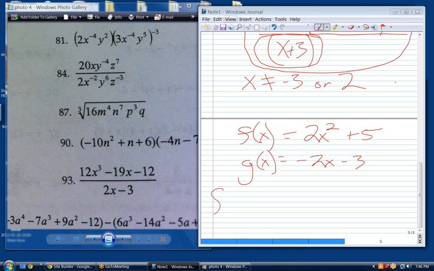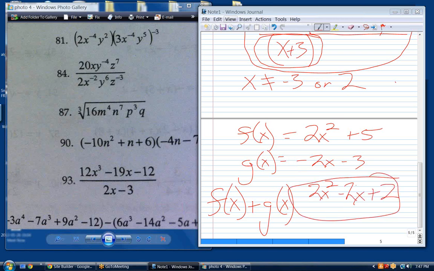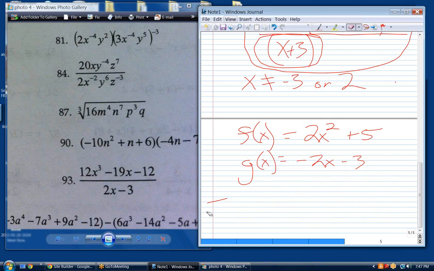Well, if they want you to add these, you just add them. No difficulty at all. I got a plus 2x squared, a minus 2x, a plus 5 and a minus 3. That's what the sum of them is. Oh, okay. In other words, I can't add an x squared to an x, so they have to be separate terms in the final answer. Right. If they want you to subtract them, same thing. No more difficult. The part that you want to know the answer to is what the heck does this mean?